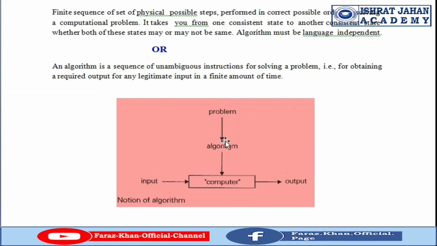Here is the diagram. For example, you have a problem. When you solve that problem in correct possible order, it will become an algorithm. And finally, when we code it in any programming language, it will generate output based on the given input, as you can see in the diagram. So this is a simple notion, or a diagrammatic view, of an algorithm. Let's move on.